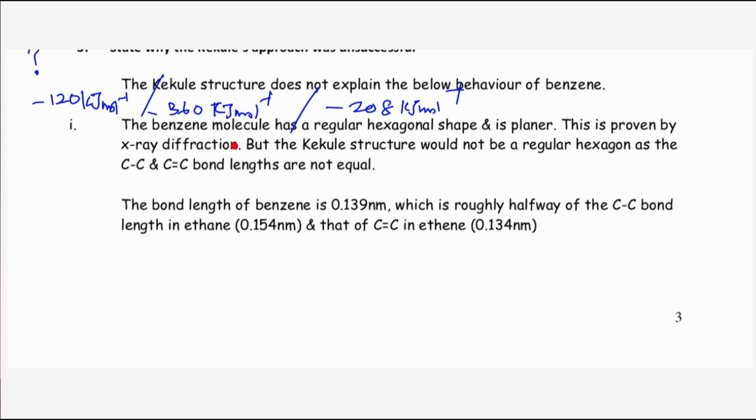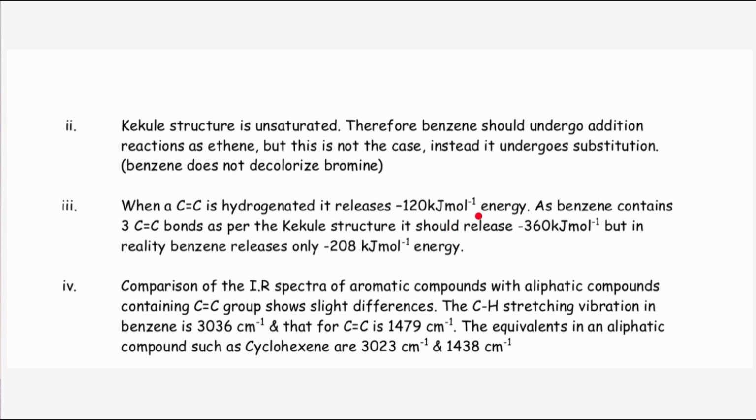So the benzene molecule has a regular hexagonal shape and is planar. This is proven by X-ray diffraction, but the Kekulé structure would not be a regular hexagon, as the carbon-carbon single and double bond lengths are not equal. The bond length in benzene is 0.134 nanometers, which is roughly halfway between the carbon-carbon single and double bonds. The Kekulé structure is unsaturated, therefore benzene should undergo addition reactions like ethene, but this is not the case. Instead, it undergoes substitution reactions, which means benzene does not decolorize bromine.